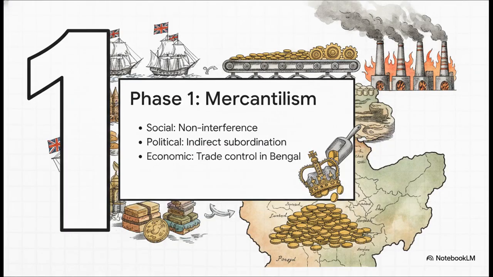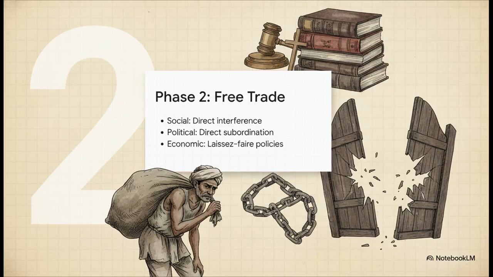Let's see how this builds stage by stage. Phase 1 is mercantilism. Socially, the East India Company adopted a strict policy of non-interference. Politically, they relied on indirect subordination, like the subsidiary alliance. Economically, it was all about controlling trade, particularly in Bengal. By controlling land revenue through the permanent settlement, the exploitation of Bengal actually generated the sheer capital required to fund the British Industrial Revolution back home.